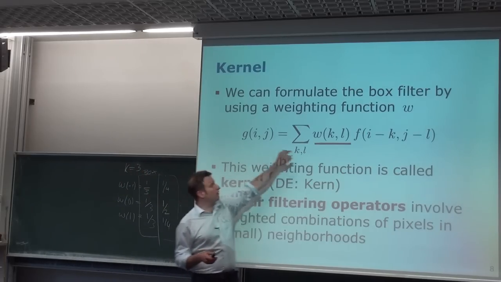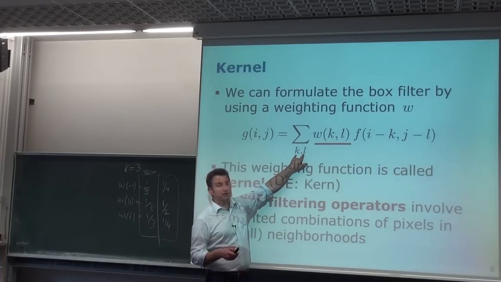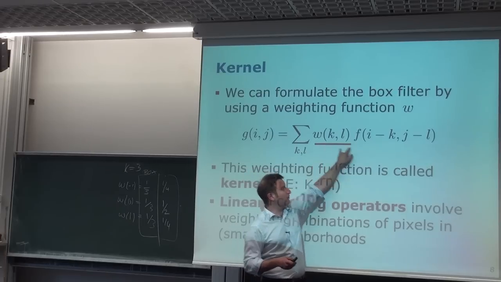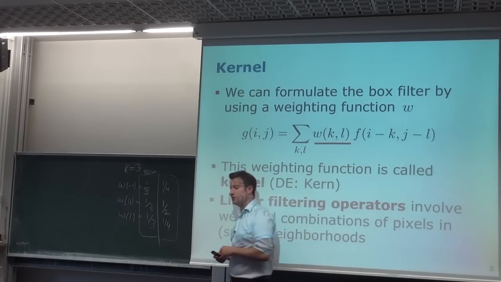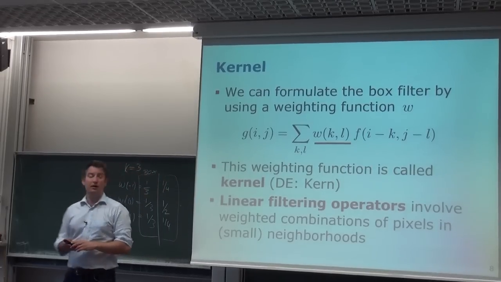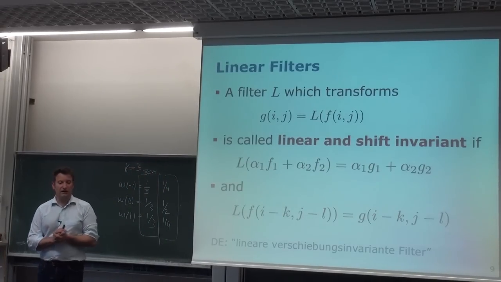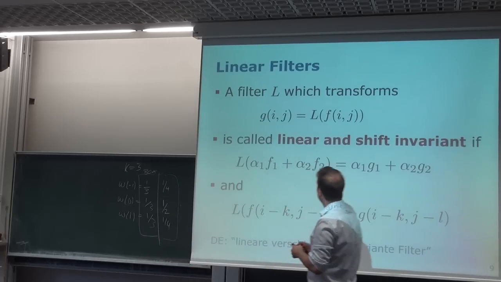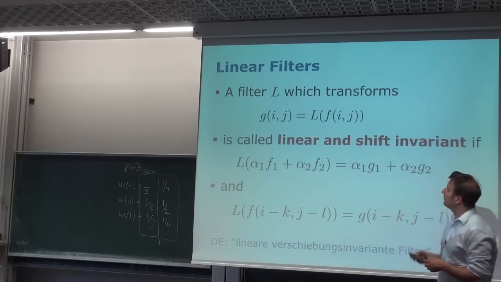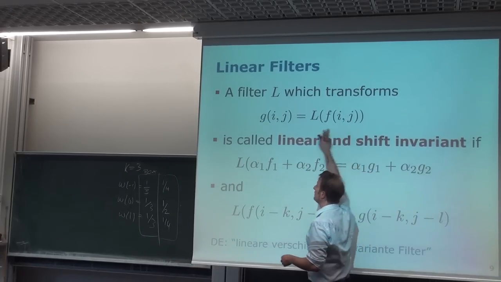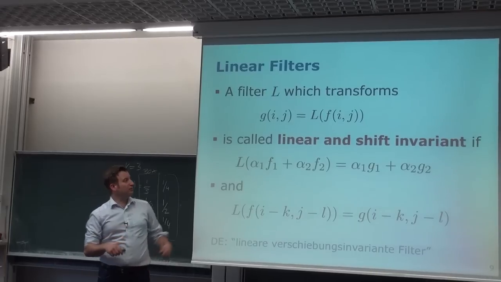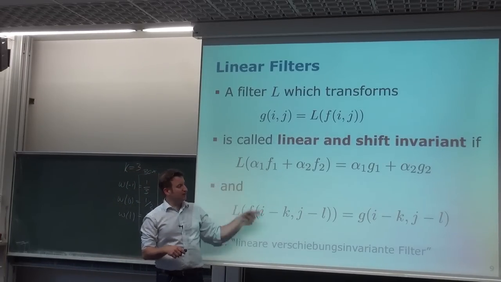So again, I'm summing over all relevant indices. Typically, this is centered around 0. Take this kernel function into account and my original image. Okay, and I told you that this is actually a linear filter. To be called a linear filter, a filter has to have these properties. So the transformation L in here, which maps my original input to my output, is one which has the following two properties.